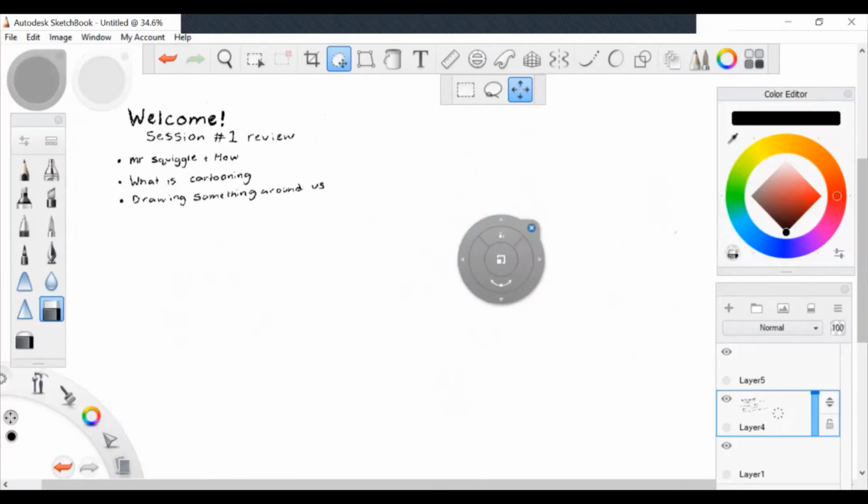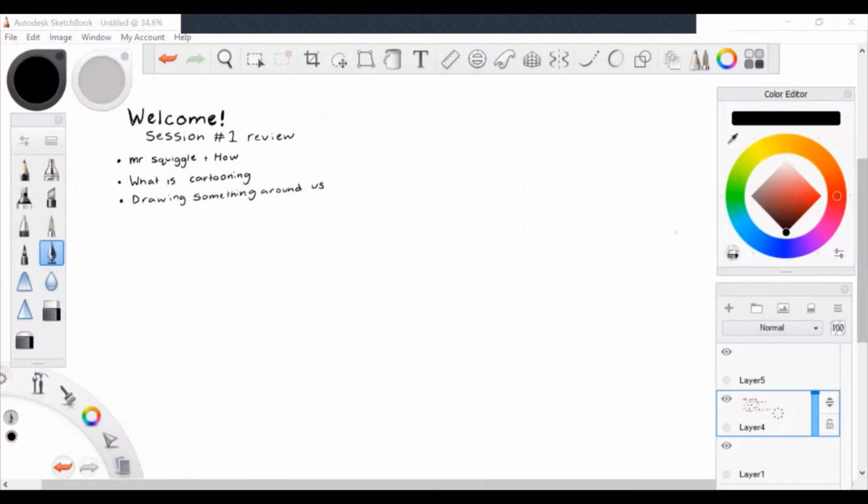So we started off our first lesson with a little bit of Mr. Squiggle. We went ahead and we did some random squiggles just like this, and we looked at them and tried to figure out what exactly they looked like, and making a picture out of them. So to me, this kind of looks like a little crocodile.